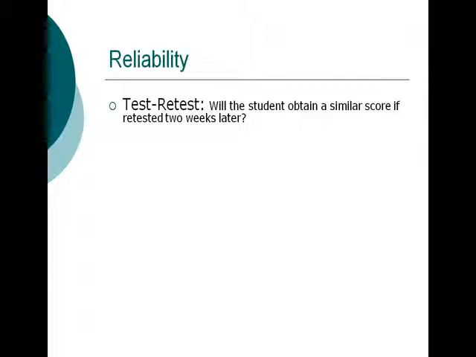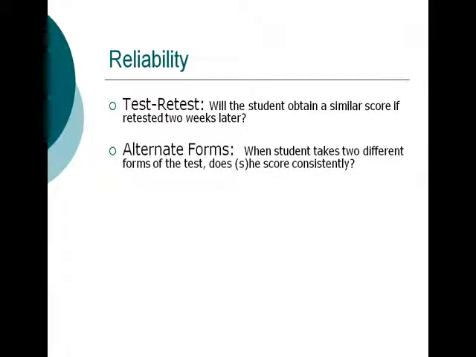Test, retest. Will the students obtain a similar score if they're retested 2 weeks later, for example, or a week later? When a student takes 2 different forms of the test, many of these tests have a Form A and a Form B. So if you give Form A of the PPVT to kids, and then you give Form B to the same kids, do they get similar scores on both? Okay. That's reliability also. And Form A and Form B are the same thing, like a green and an orange.